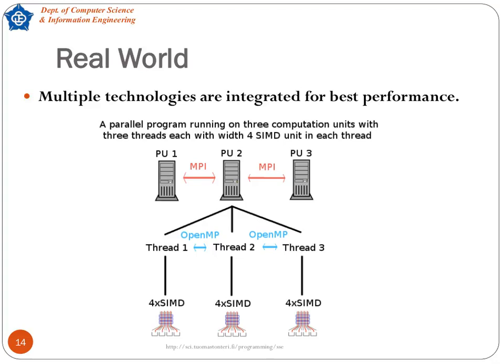Building on that SIMD speedup, here's a real-world example of hierarchical parallelism in action. At the top level, 3 processing units exchange data using MPI. Inside each unit, OpenMP launches 3 threads to share the workload. Finally, each thread exploits a 4-lane SIMD engine for fine-grained data-level parallelism. By combining MPI across nodes, OpenMP across cores, and SIMD within threads, we unlock maximum scalability and peak performance.